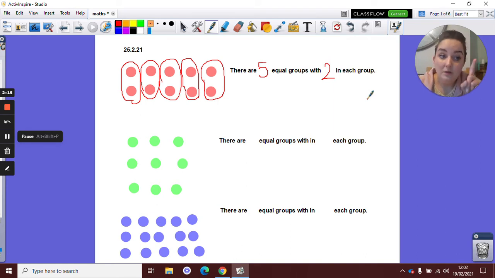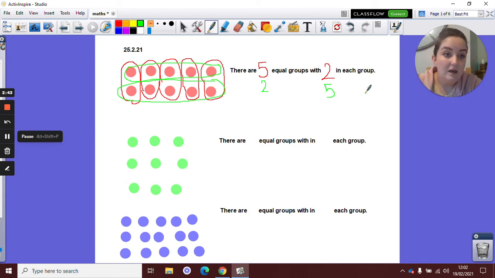Okay, sometimes you can also do it this way, because you can see, oh look, we've got 1 group and 2 groups. So then it would be we've got 2 equal groups, and then how many would we have in each group this time? 1, 2, 3, 4, 5. Yep, we have got 5 in each group.